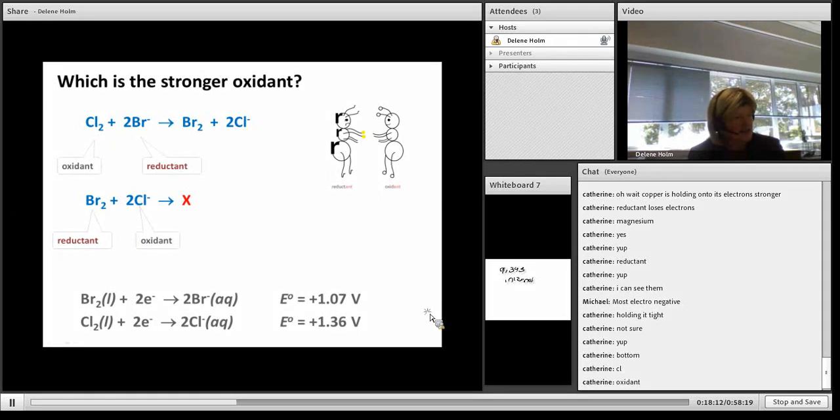And again, our two reactants must be on opposite sides. So the bromine is on the right-hand side. It is losing electrons to form bromine, and the chlorine is on the left-hand side. It's gaining electrons to form chloride.